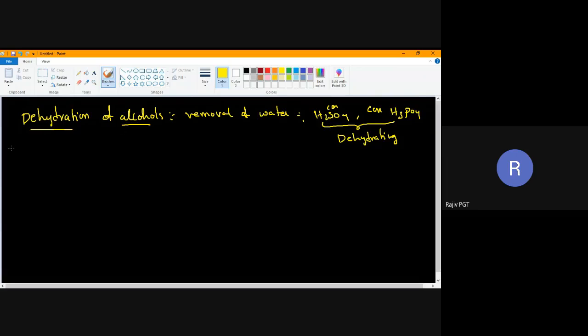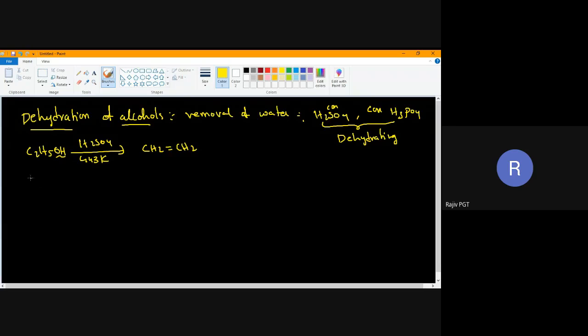Now look here. Let me take an example. C2H5OH, when it undergoes reaction with H2SO4 and heat at around 443 K, the OH is removed and you will get the product CH2=CH2. This also I have explained. This is a primary alcohol.